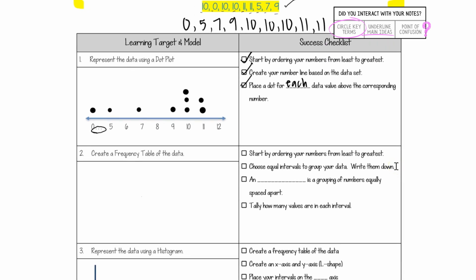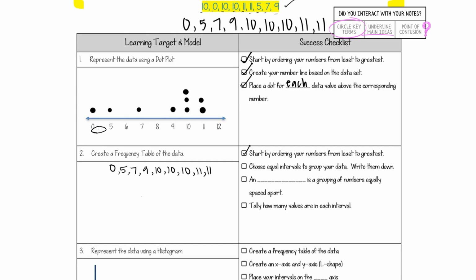So first off, this should look familiar. Start by ordering your numbers from least to greatest. Well, we already did that at the top of our page. If you can't see the top of your page, I will write them again right here for you guys: 0, 5, 7, 9, 3 10s, and 2 11s. It says choose equal intervals to group your data.